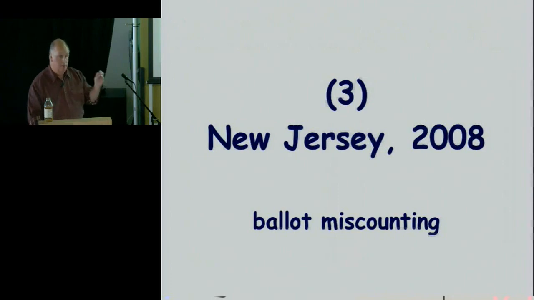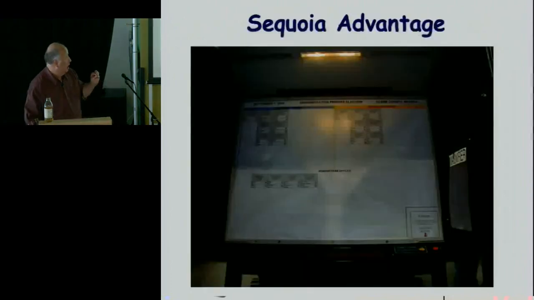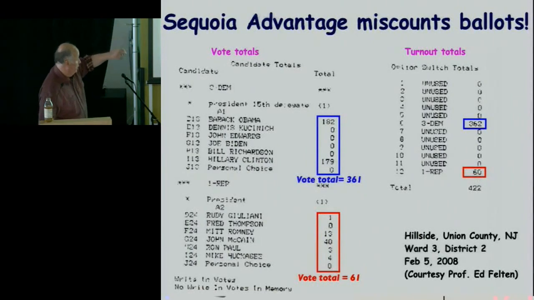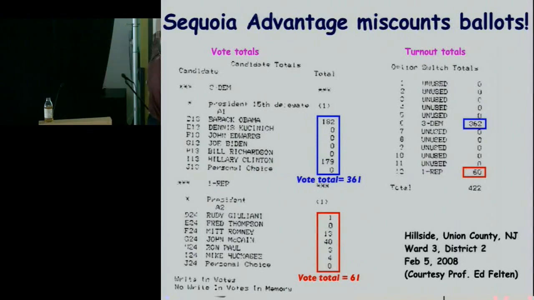New Jersey, 2008. This is a case where the ballots were not even counted properly. This is the Sequoia Advantage machine that had this particular bug. This was the presidential primary in New Jersey. Over here, you will see the votes counted for the Democratic candidates for president and the Republican candidates for president in this one jurisdiction. And over on the right hand, a separate count of the number of Democratic ballots cast and the number of Republican ballots cast. You will note that there is one more Democratic ballot cast than the sum of the number of votes for Democratic presidential candidates. Not a problem, because some voter might not have voted for a presidential candidate in that election.